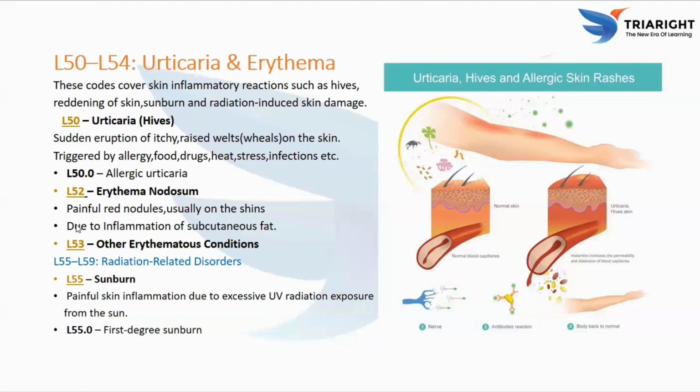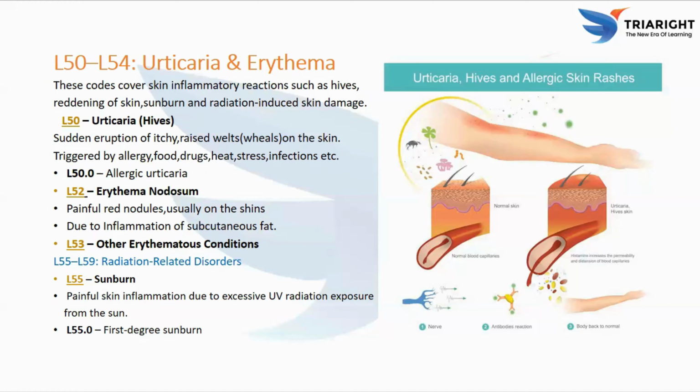Next classification is from L55 to L59. These are the radiation related disorders. L55 is about sunburn. How do you define sunburn? It's a painful skin inflammation due to excessive UV exposure from sunlight or artificial tanning. Here the skin may appear red, warm, swollen and tender. How do you code sunburn? It is based upon the degrees, whether it is first degree, second degree or third degree.